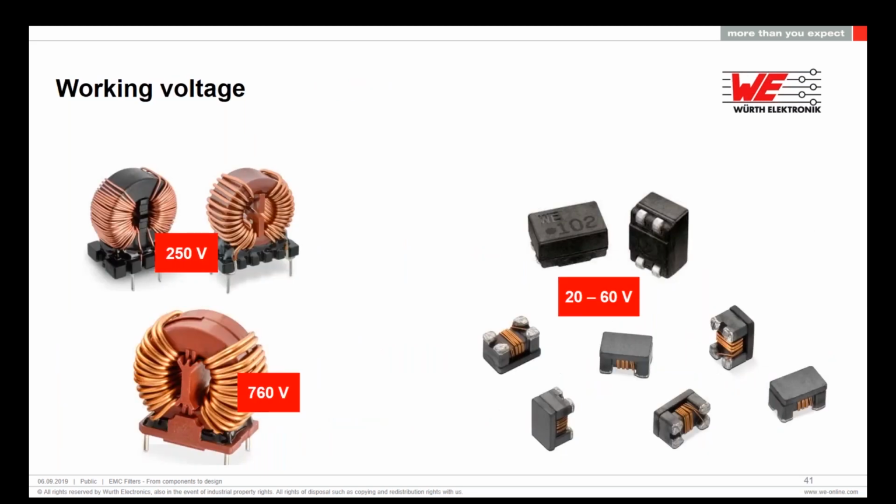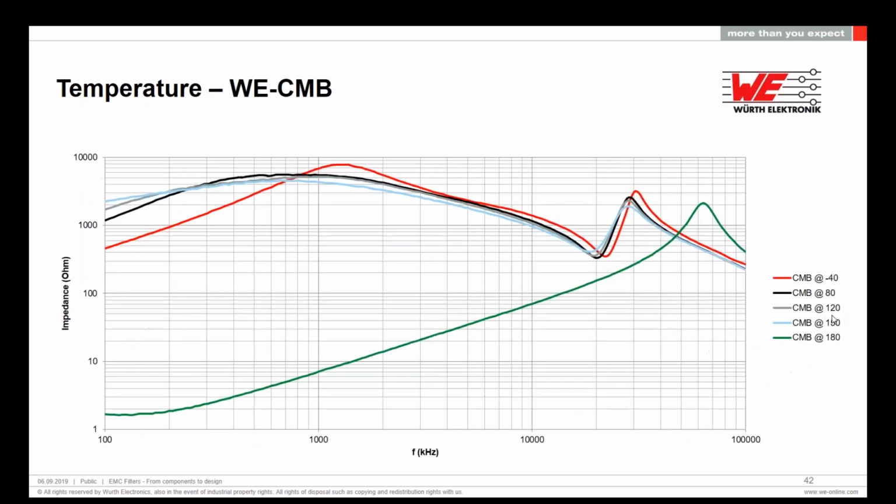Last but not least, we also have to consider the rated voltage of our choke. This will be defined in some international standards, and this is basically the separation between both windings, which we are getting through these spacers in the middle. We have also here a small comparison. You can see here many different graphs.